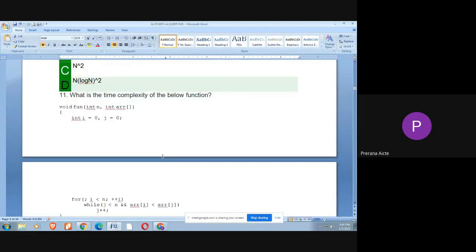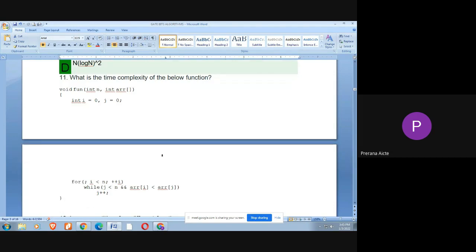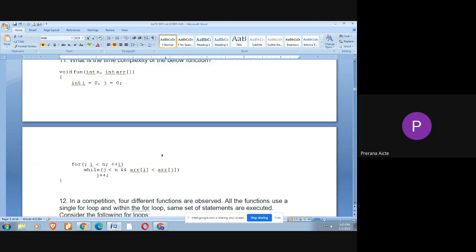So what is the time complexity of the below function? Here we have been given some code. We have a for loop, and next we have a while loop, and we are incrementing j. So what is the time complexity of this function?